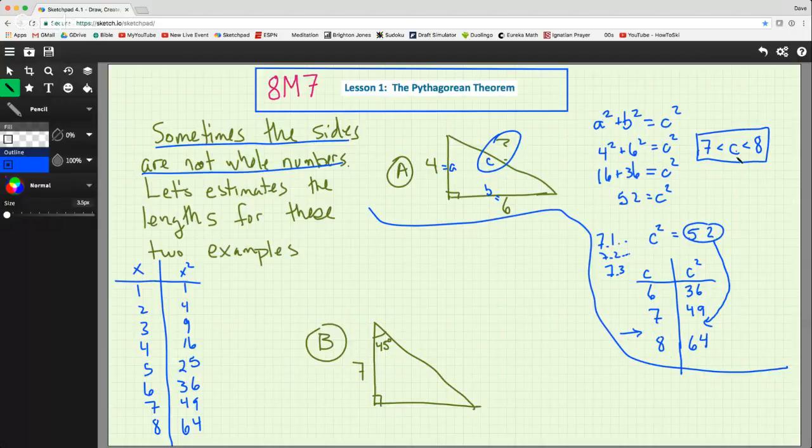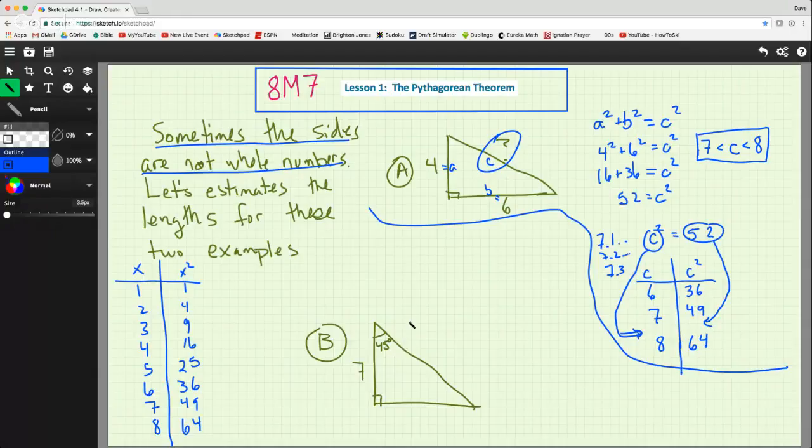So the way that we find our estimations is we have to know our squared tables, and then we find the squares that C squared fits between, and then we know that the number C has to be between those two numbers. Let's do another one.